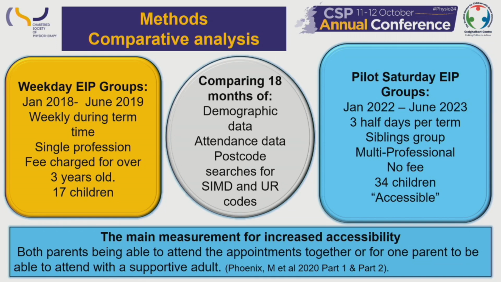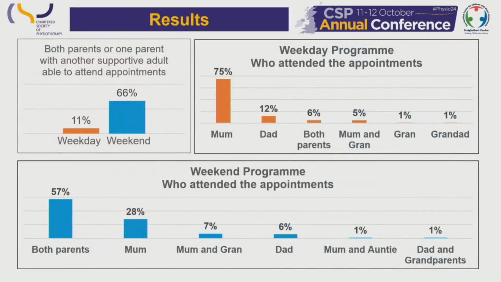And the biggest feedback we got was that the program was so accessible. That's what the parents said. It was accessible for the whole family. Grandparents were welcome, aunties, uncles. And the main measurement that we chose for measuring increased accessibility was from Michelle Phoenix's work from McMaster University. And that was both parents being able to attend the appointments together, or for one parent to be able to attend with a supportive adult. And we compared, in the middle you can see the demographic data, attendance data, postcode searches for SIMD and UR codes. And so results.